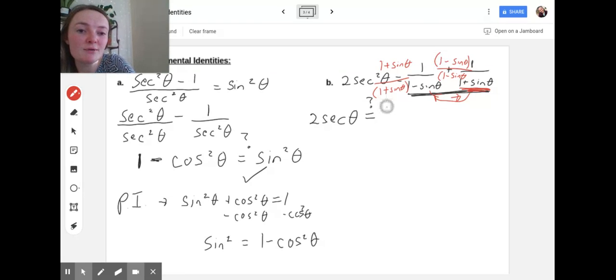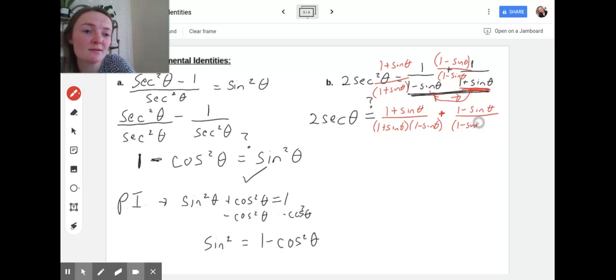So what I end up with is 1 plus sine of theta all over 1 plus sine theta times 1 minus sine theta. So hopefully this is ringing a bell. It's really similar to a question we did in class. And then we'll say plus, it was plus, 1 minus sine theta divided by 1 minus sine theta times 1 plus sine of theta. Hopefully we can fit that on there.